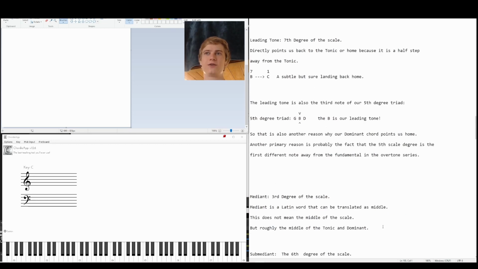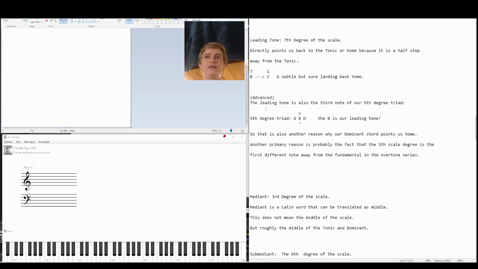Next is the leading tone. This is very important in music. This is the 7th degree of the scale. This directly points us back to the tonic or home because it is a half step away from the tonic. So if I'm in the scale of C major and I'm progressing up all these notes, the last 2 notes, if you notice, go straight from B to C. And because of that, it's a leading tone because it directly goes from one note to the other and there's not that note in the middle of it.